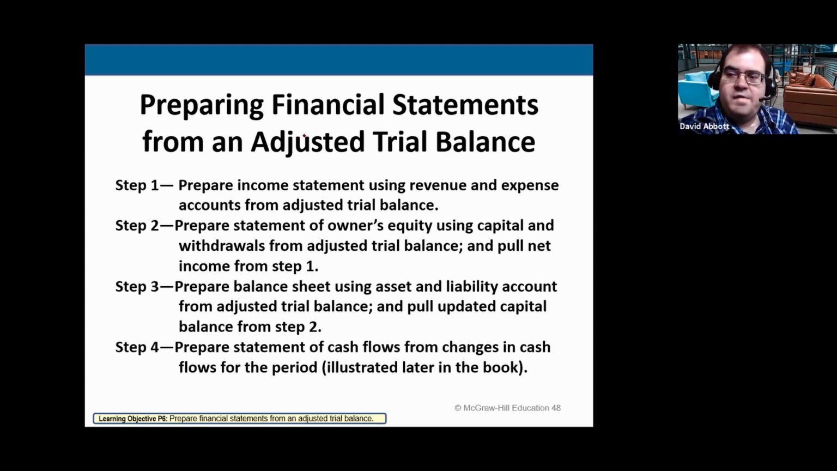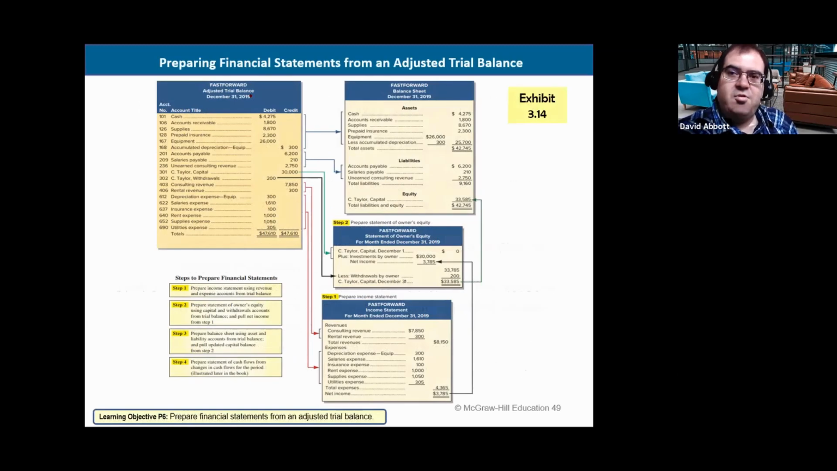Finally, you'll prepare a statement of cash flows that shows the changes of cash flow in the period, and we'll talk about that later. We're not going to discuss that at this point. This gives you an idea here. So you have the adjusted trial balance, and then you see here the balance sheet, the statement of owner's equity, and the income statement. So let's talk about the income statement first, because you have to prepare that first.